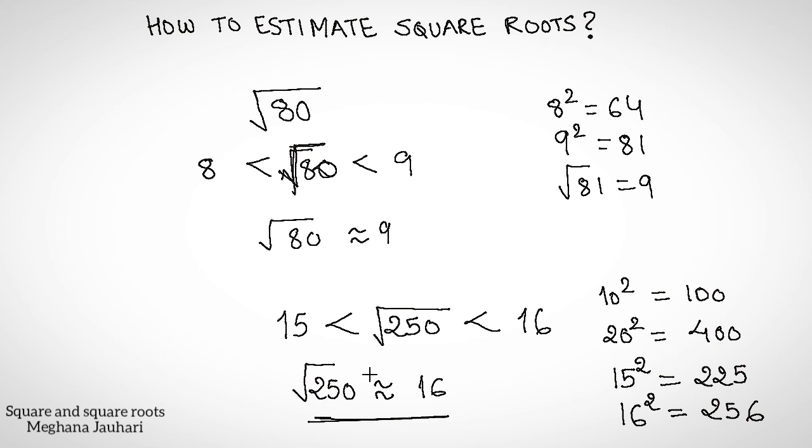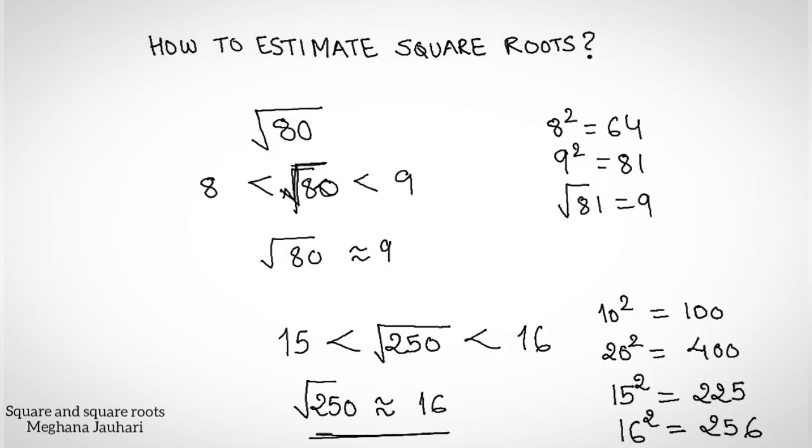Clear? The difference between 250 and 256 is 6 only, so that's why we will say the square root of 250 will be near about 16, or approximately equal to 16. If a number is not a perfect square, we will do the estimation in this way. I hope you have understood.